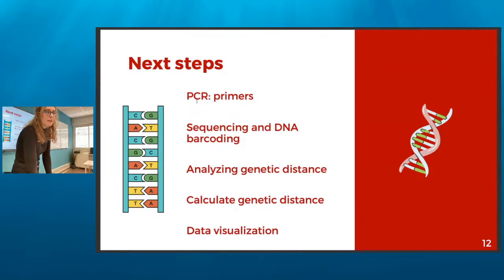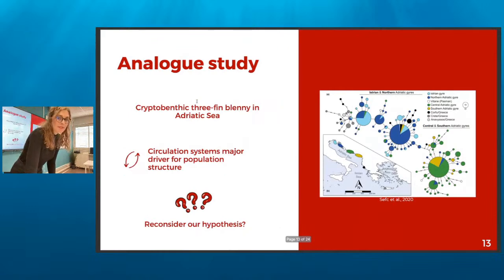So there's still a lot of work that has to be conducted in order to obtain results for a full population analysis. So what are the next steps? First, after the extraction, we will have to conduct PCRs, and then it's usually a difficulty to find the right primers that amplify the targeted gene. Then after amplification, the gene will have to be sequenced, and then through DNA barcoding, we can molecularly identify the species. In the successive step, the genetic distance will have to be calculated and analyzed, and then in the last step, the phylogeographic distances will have to be visualized, which is typically done using haplotype networks, which can look like this.